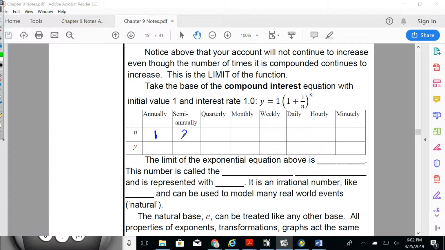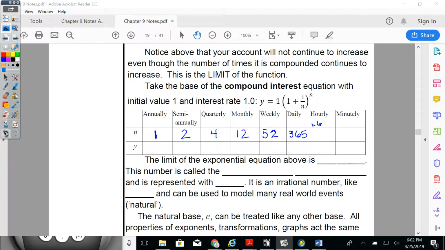Semi-annually is twice a year. Quarterly would be 4 times a year. Monthly is 12. Weekly is 52. Daily would be 365. Now for hourly, how many hours are there in a year? Well, we take the 365 and multiply it by 24, because there's 24 hours in a day.